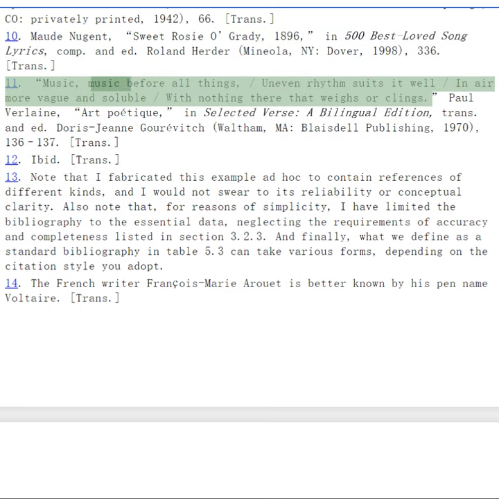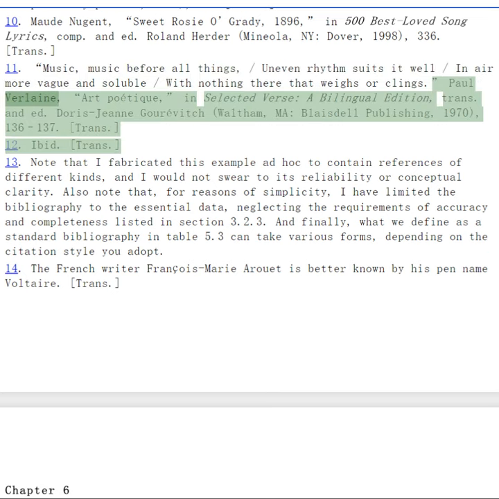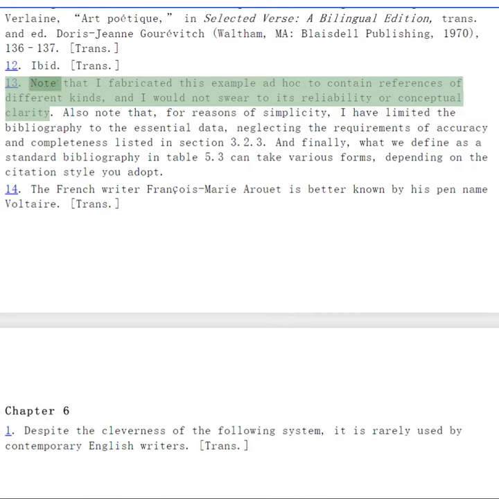11. Music before all things, uneven rhythm suits it well, in air more vague, insoluble, with nothing there that weighs or clings. Paul Verlaine, Art Poétique, in Selected Verse, a bilingual edition, trans. and ed. Doris Jean Gurevich, 136-137. 12. Ibid.